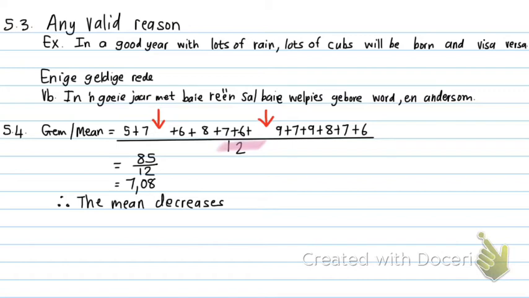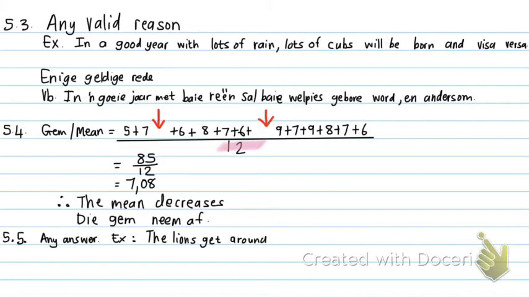Number 5.5. Write a few sentences on your findings. Include a prediction for 2004. So what I need to do is look at the graph. I have to write just a sentence about what I see, and then I need to make a prediction. So you can write any answer that is valid. I said the example is the lions get around 6 to 9 cubs usually. I predict 7 cubs for 2004. Any answer is correct.